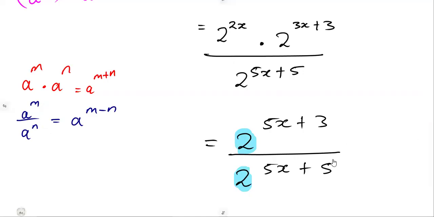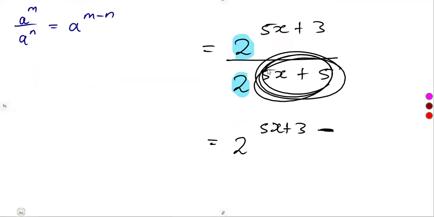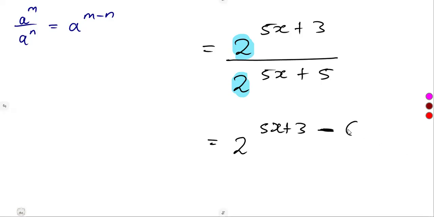So here, be careful on your subtraction, guys. Let me just write. It is going to be 2 to the exponent of the numerator, which is 5x plus 3. We subtract. What are we subtracting? This exponent in the denominator. So for a subtraction, guys, it is very, very important that you do open the bracket.